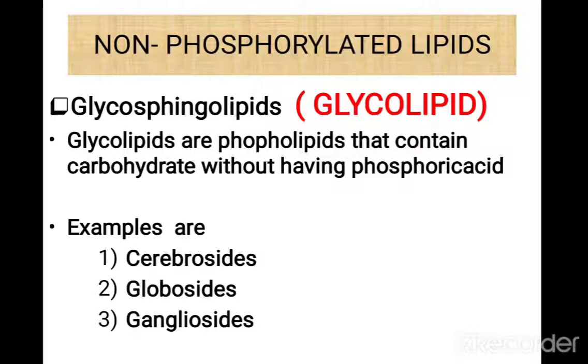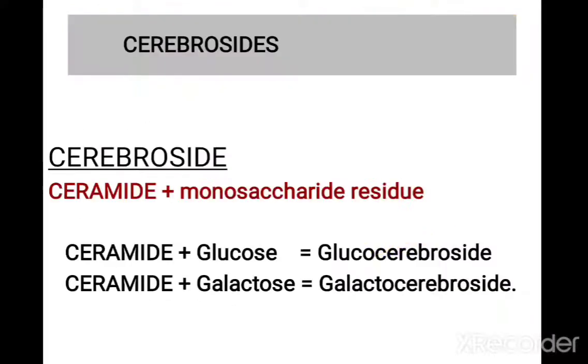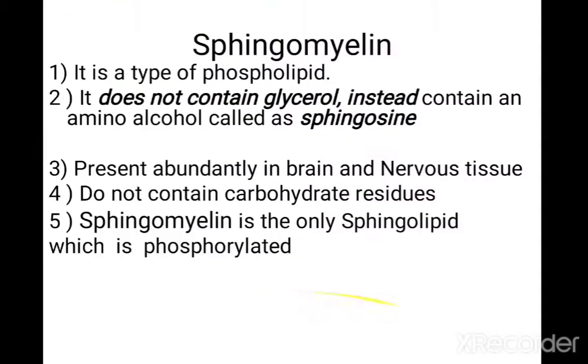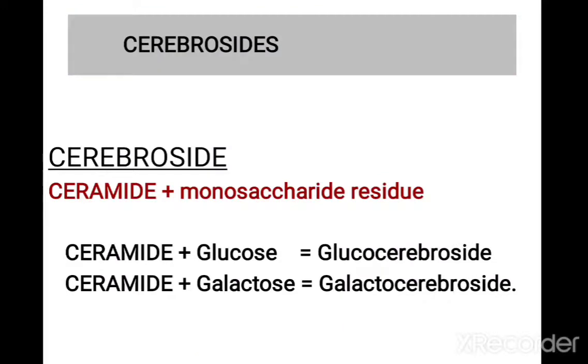So what are the differences? In cerebroside, the carbohydrate part is contributed by monosaccharide residue. So if it is a glucose, then it is known as glucocerebroside. If it is a galactose as the monosaccharide residue, then it is known as galactocerebroside. So for cerebroside, the examples are glucocerebroside and galactocerebroside. And cerebroside contains monosaccharide residue along with ceramide.